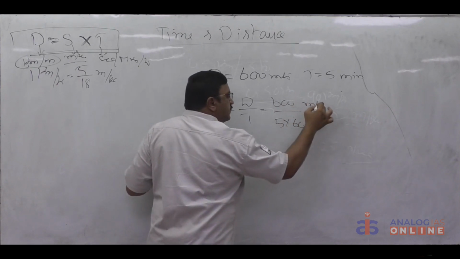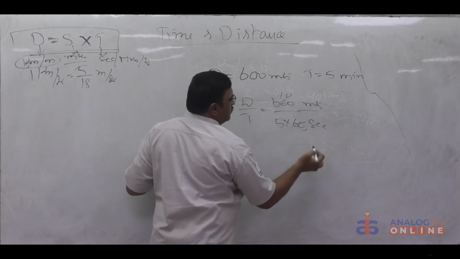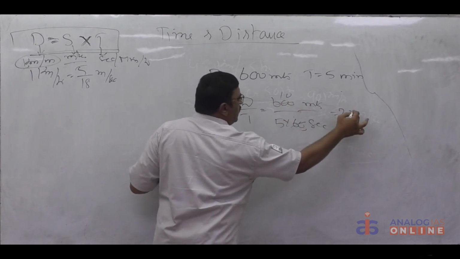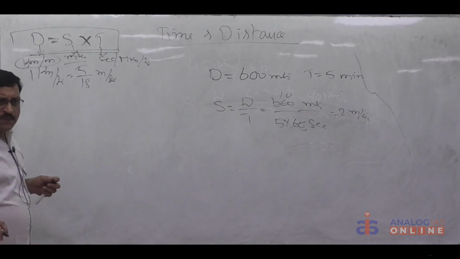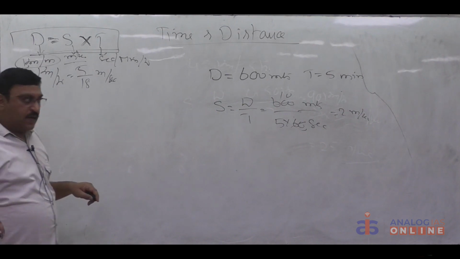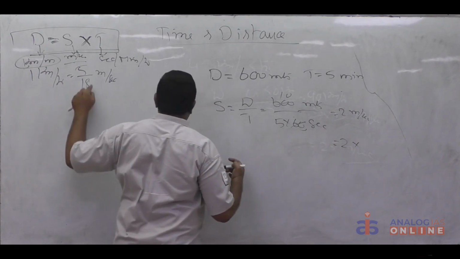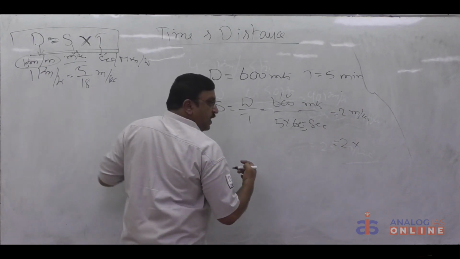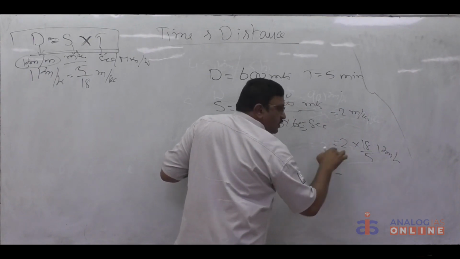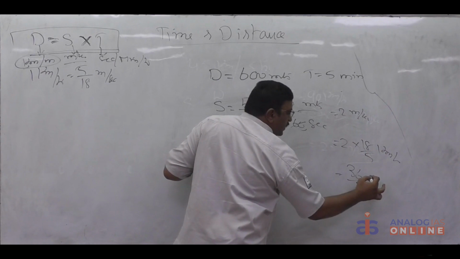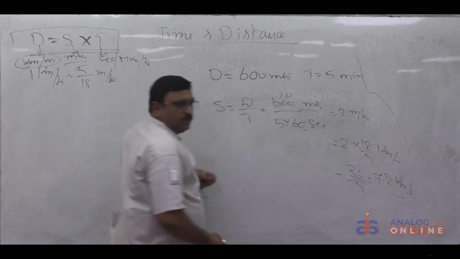So 600 meters in 5 into 60 seconds, so 6 tens, that is 2 meter per second. But we need that one in kilometer per hour. So that is 2 into 1 meter per second is 18 by 5 kilometer per hour. 2 into 18 by 5 is 36 by 5, so it is 7.2 kilometer per hour. That's it.